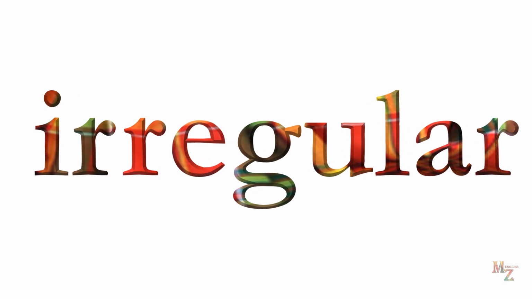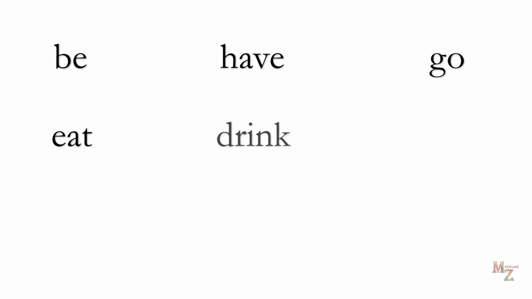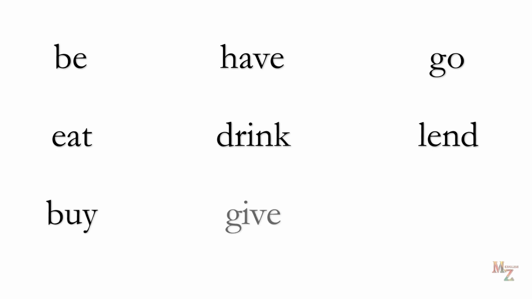Let's take a look at some of our not so normal verbs. We call them irregular verbs. Be, have, go, eat, drink, lend, buy, give, begin, do. Some we've seen already and some we haven't.